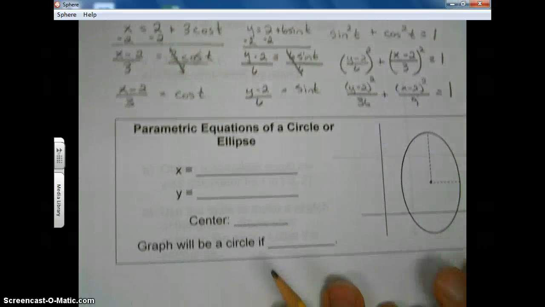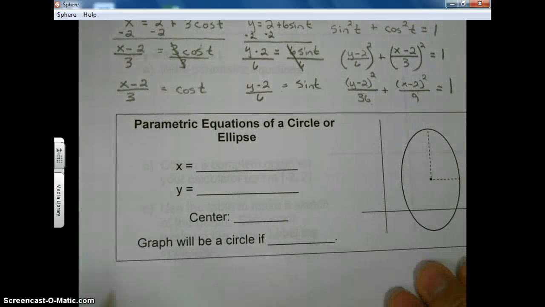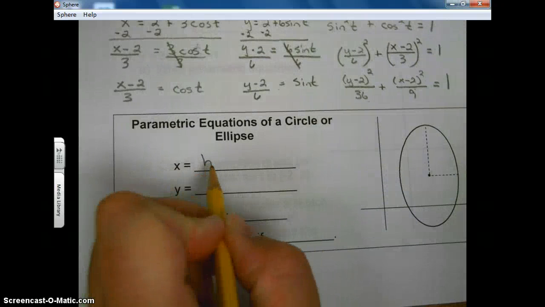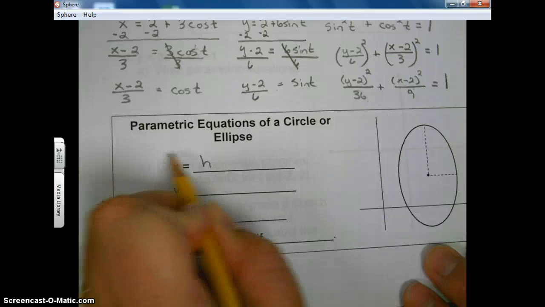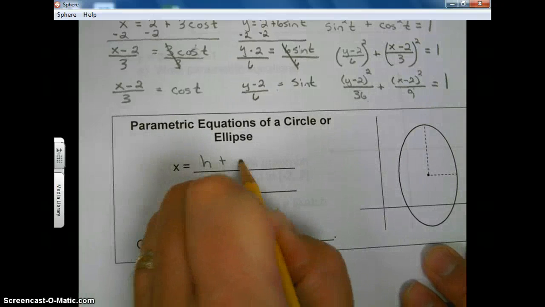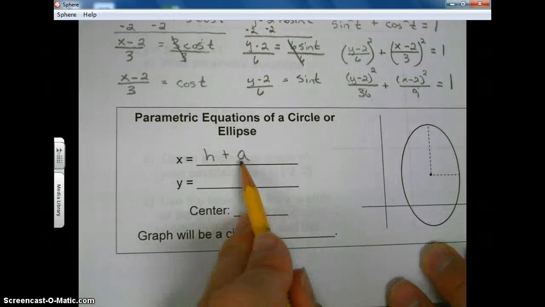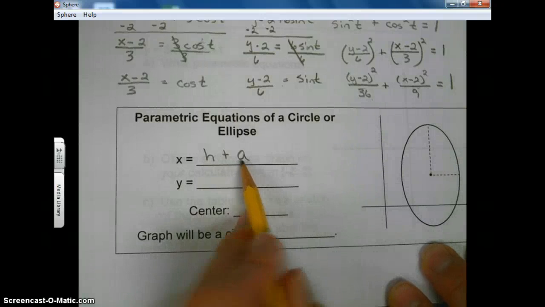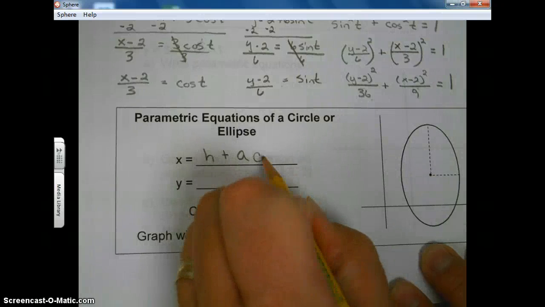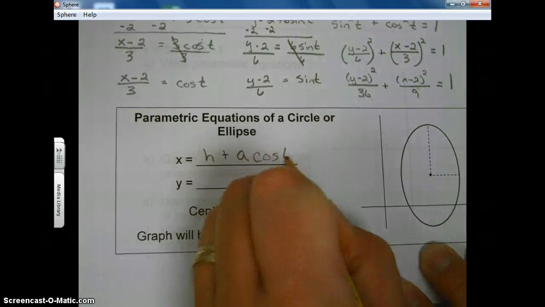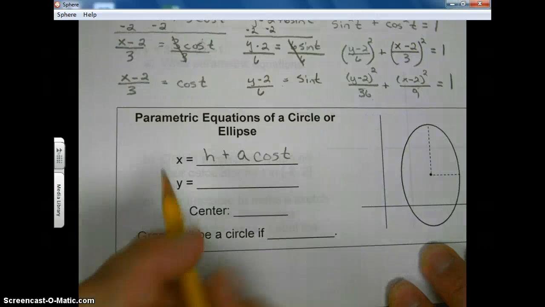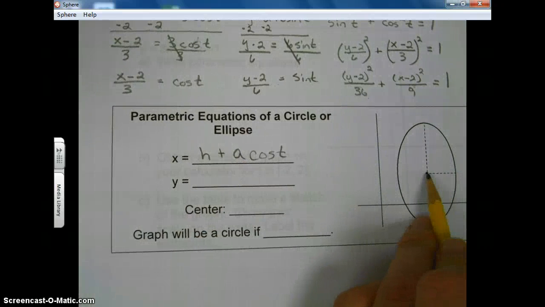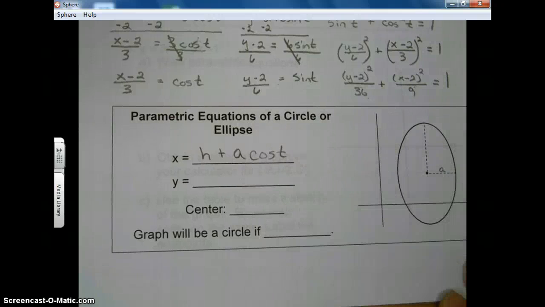Okay, parametric equations of a circle or ellipse. So for x, we have h. Remember, h moves left and right. That makes sense, left and right. Plus a, which has to do with our stretch or compress, cosine of t. Okay? And it also has to do with our horizontal radius. So that has to do with a.